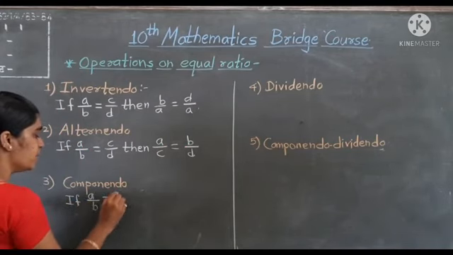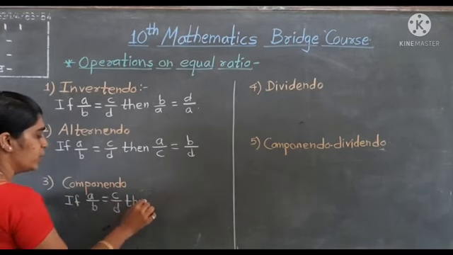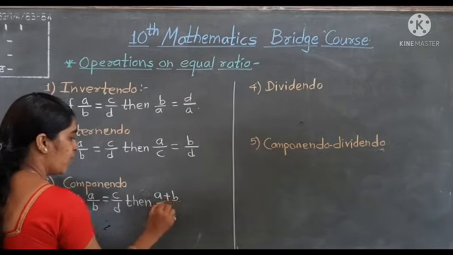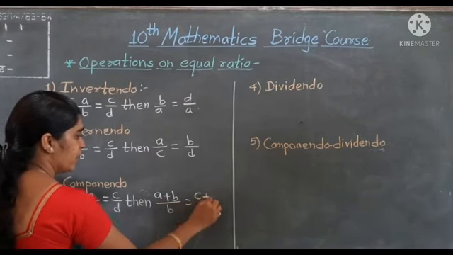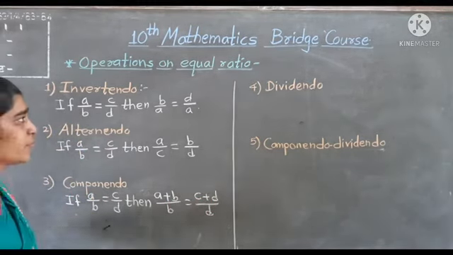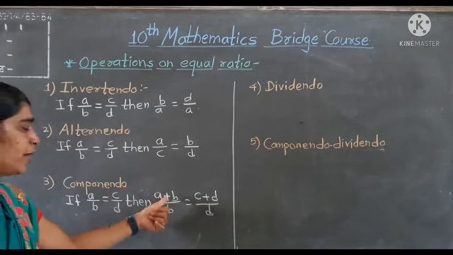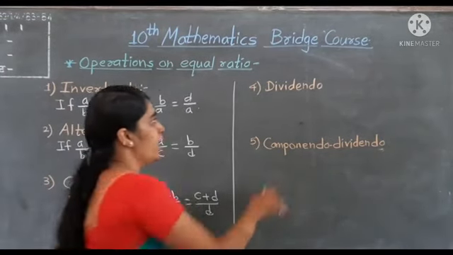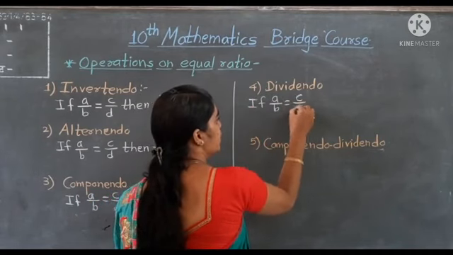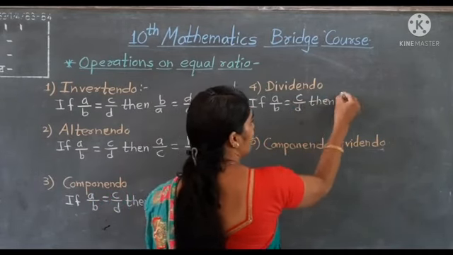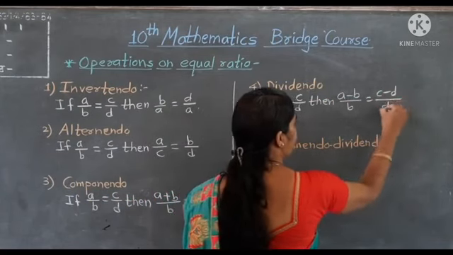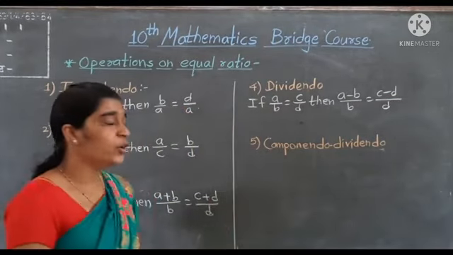Next, componendo. If A upon B is equal to C upon D, then you add numerator plus denominator upon denominator is equal to numerator plus denominator upon denominator. In componendo you add numerator and denominator, and in dividendo you subtract. A upon B is equal to C upon D, then you write numerator minus denominator: A minus B upon B is equal to C minus D upon D.